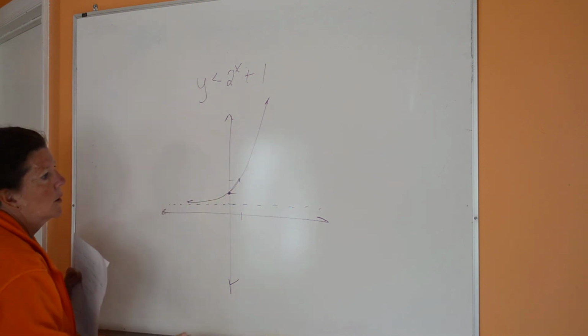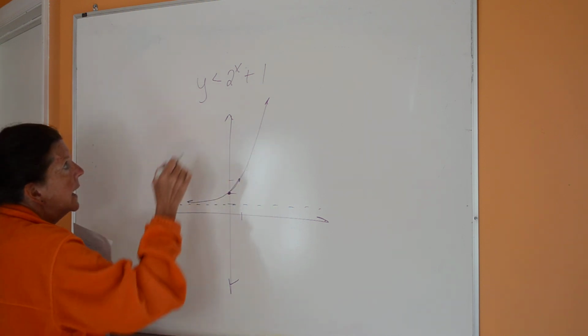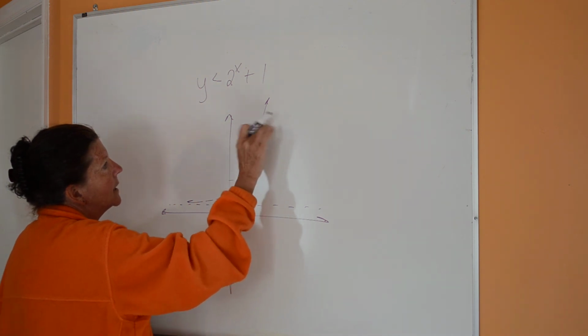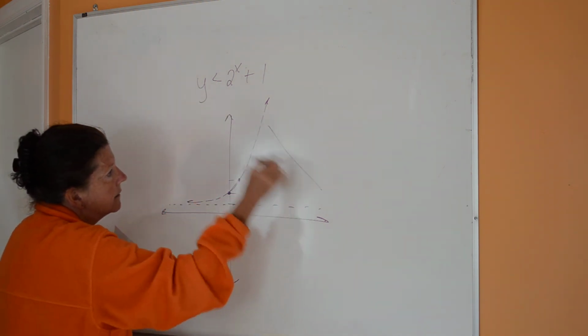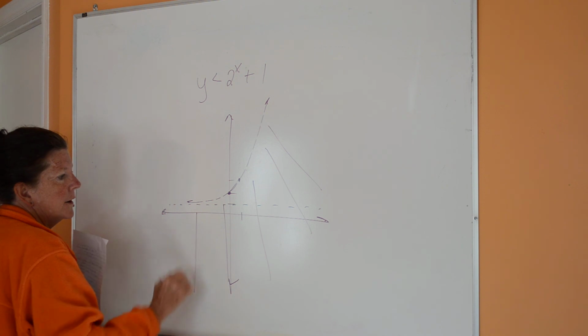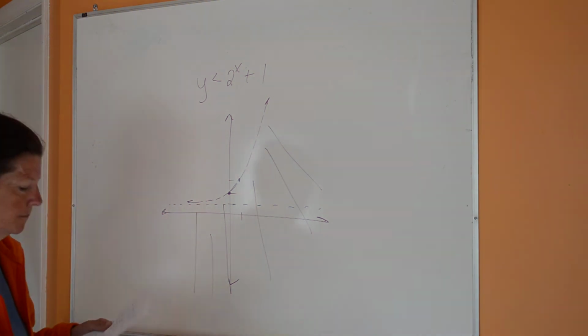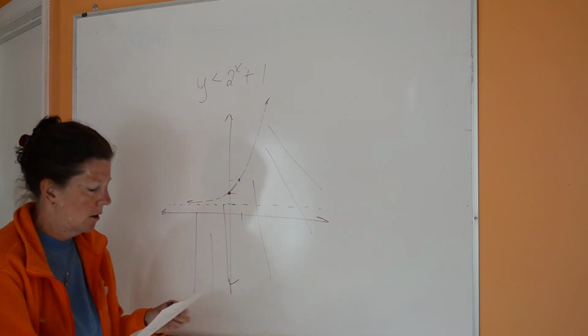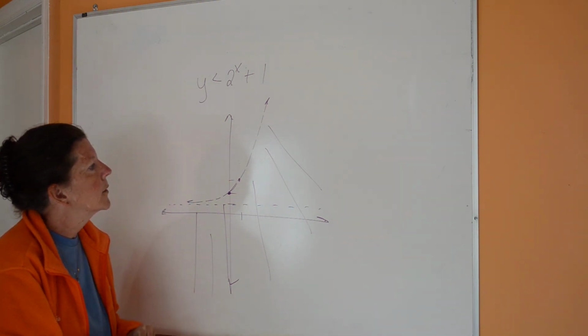Okay, and I could go on and do another point if I wanted to. And it says it's below this line, and this line should be dotted because it's less than. So everything down here is shaded in. So you've done stuff like this before, it's just a matter of putting your variable up in your exponent.